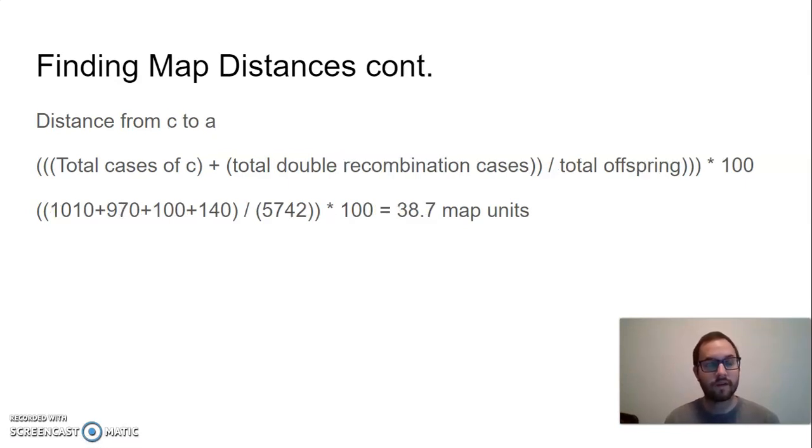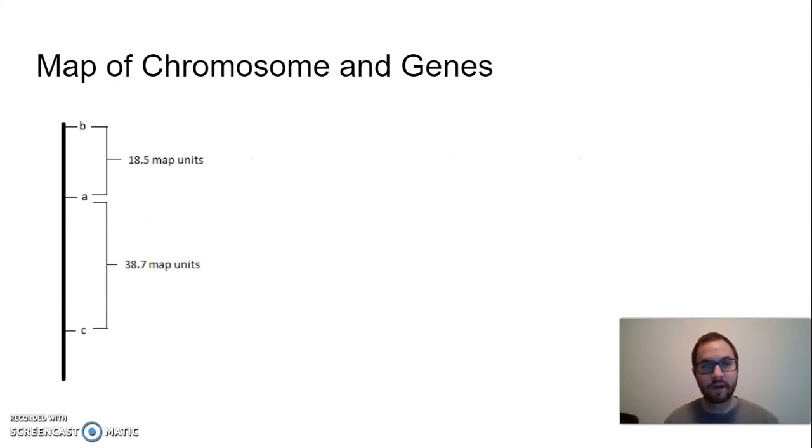Now we can find the distance from C to A. In order to find the distance from C to A, we take the total cases of C crossing over, add it to the total recombination cases, and divide by the total offspring, just like we did for the last one. Doing the math, we'd get 1,010 plus 970 plus 100 plus 140 divided by 5,742 times 100, and that will give us 38.7 map units. We can now map the chromosome, as you can see by the figure here on the left. B to A are closer to each other with 18.5, and A to C farther away with 38.7 map units.